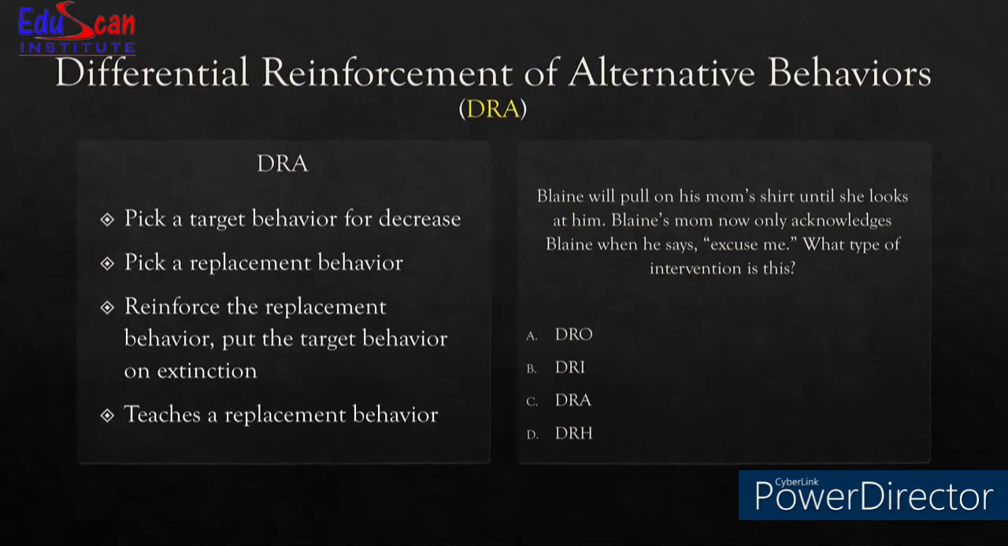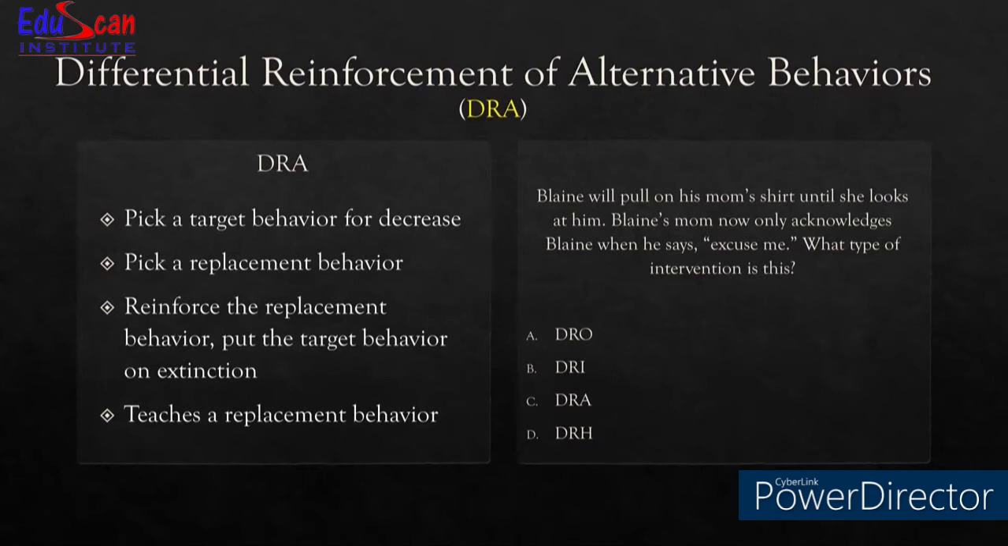Now, what is the difference between DRA and DRI? In both, we are choosing the target behavior. In both, we are trying to decrease the target behavior. In both, we pick the replacement behavior. In both, we reinforce the replacement behavior. And in both, even the target behavior is on extinction. But the only difference is that the alternative behavior, the replacement behavior which we choose, is not an incompatible behavior.